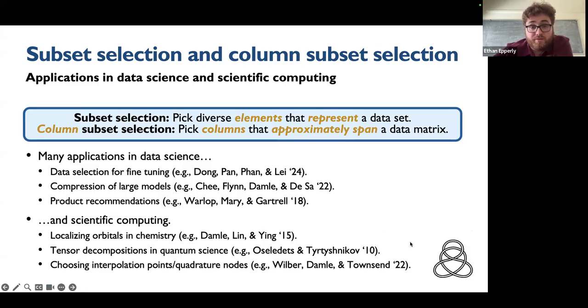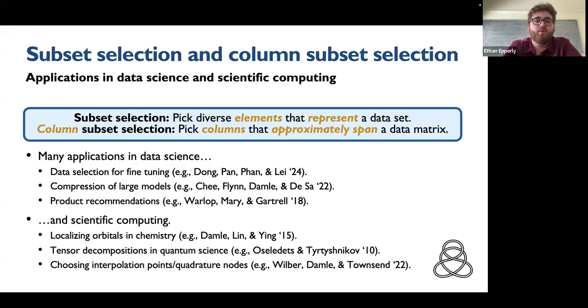You can also use this for product recommendation. So if my data set is a collection of products, and I have a recommendation box at the bottom of the website, which subset of items should I put into that recommendation box? But this is also a very useful problem, particularly the column subset selection problem in scientific computing.